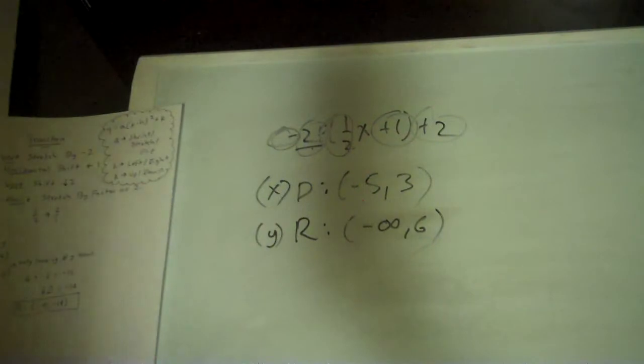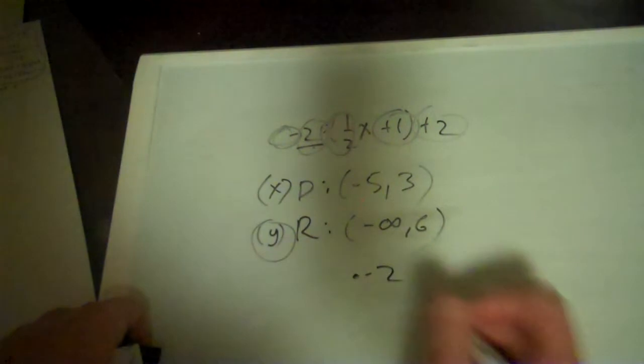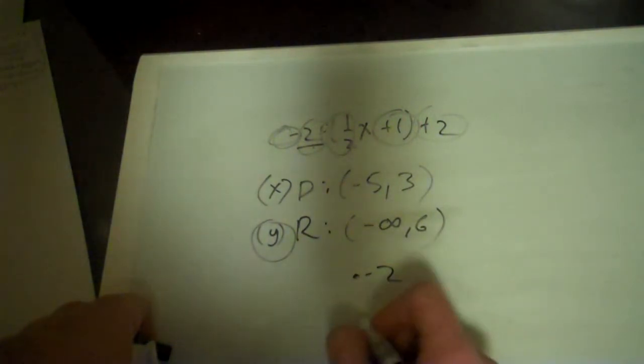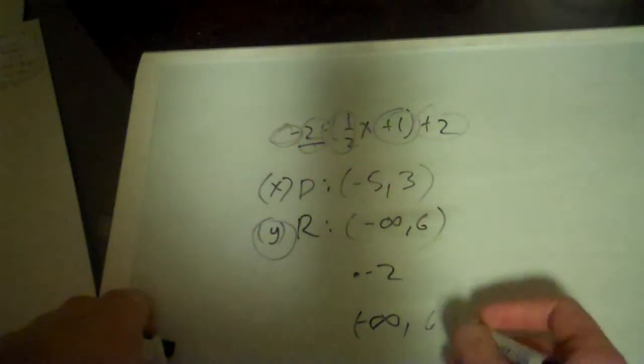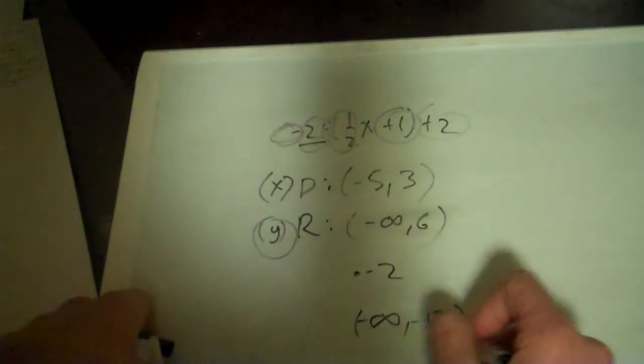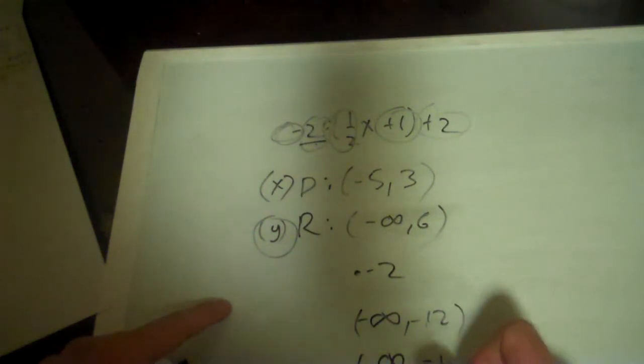The first thing I wrote down for the y was a vertical stretch by -2. So we're basically multiplying by -2, and that's going to make it negative infinity as well as -12, and we're also going to be shifting it down too. So negative infinity, -14.